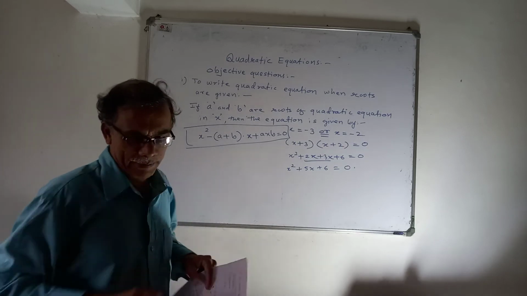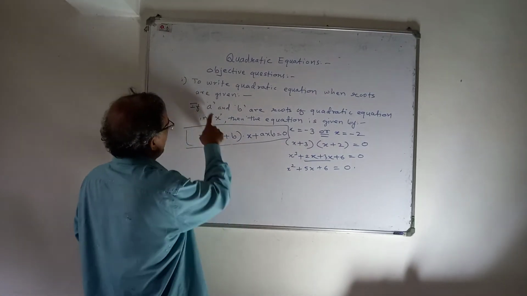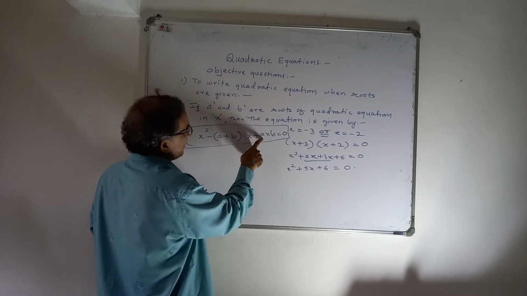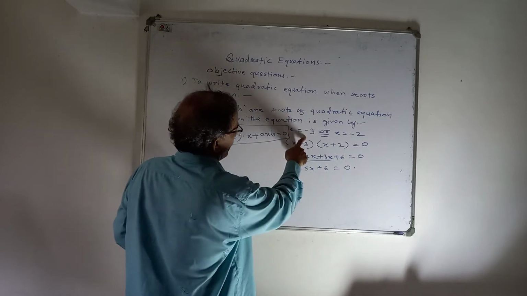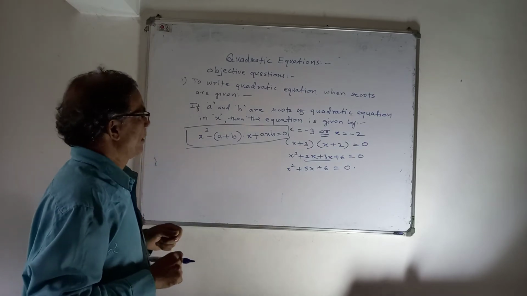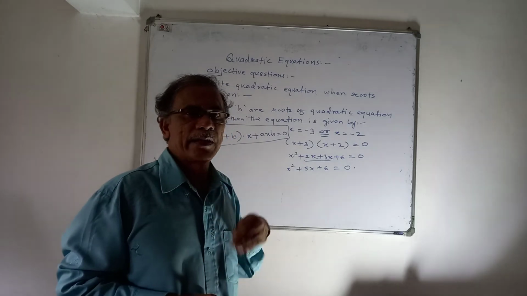x square minus (a plus b) into x. a plus b means what? a and b are the roots. a plus b means the sum of the roots, into x, plus a into b means the product of the roots, is equal to 0. Now see, in this example, we have been given minus 3 and minus 2 as the roots, isn't it? So if minus 3 and minus 2 are the two roots, write the quadratic equation in x.